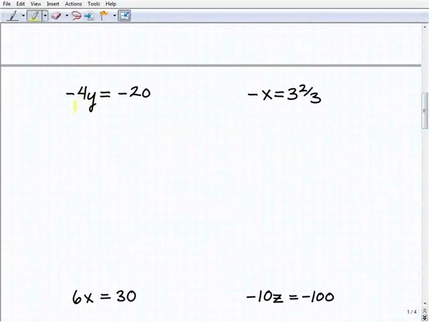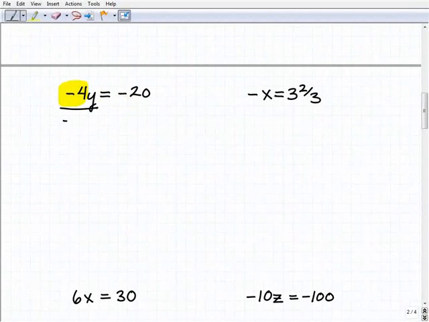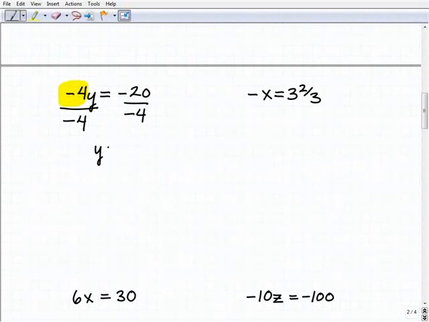So here we have negative 4 times y, or negative 4y equals negative 20. I'm going to divide both sides of the equation by negative 4 to get that y by itself. It's actually pretty easy once you get going, but you always want to show your work. Don't do this in your head and just write the answer down. You've got to show your work. Negative 4 divided by negative 4 is 1, so I'm just going to get 1y, or y. And negative 20 divided by negative 4 is a positive 5.